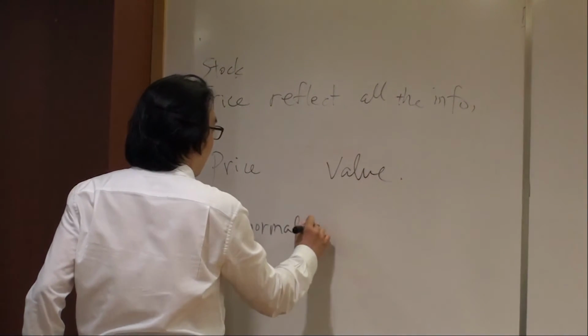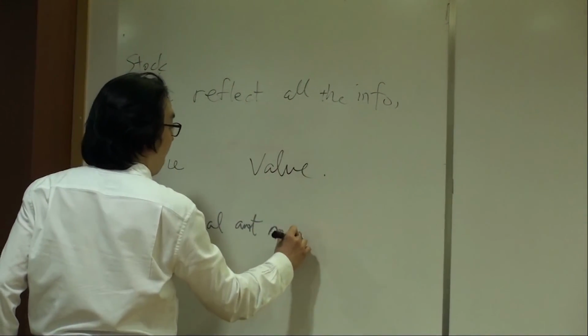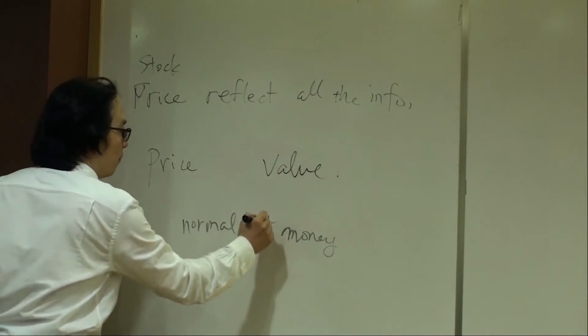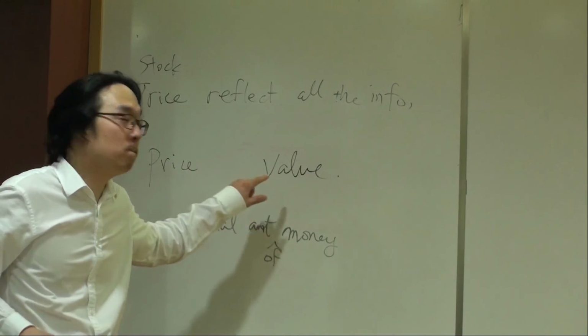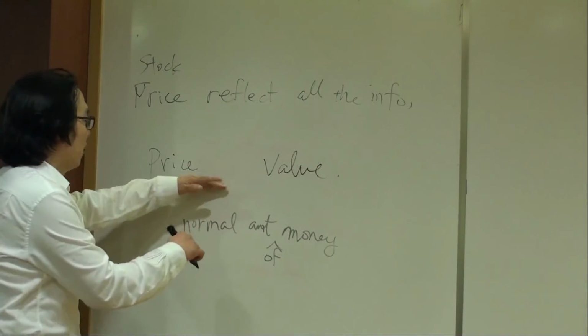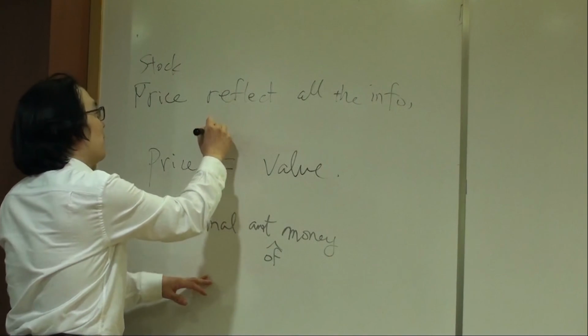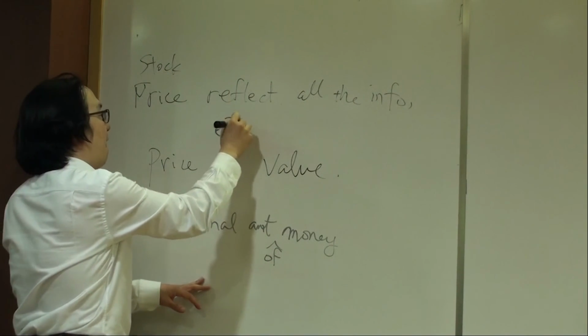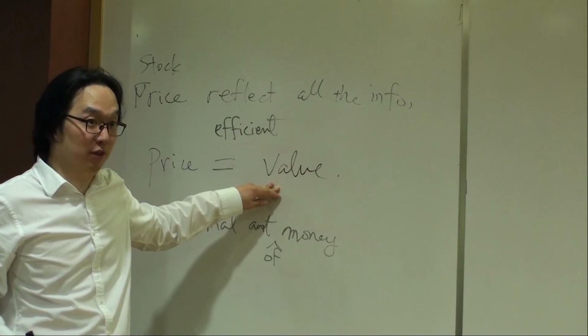If the market is efficient, value would have a normal price. What you're trying to get at is that if the market is efficient, right? Yes, the price is the same as the value. It's the net value. That's what you're trying to say.